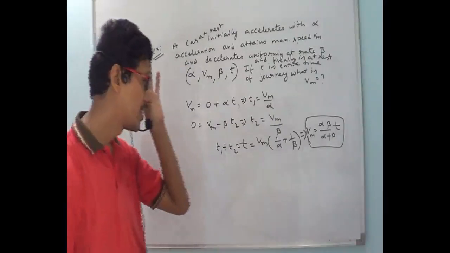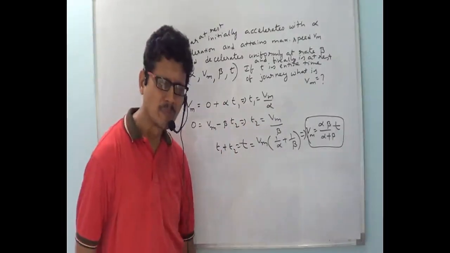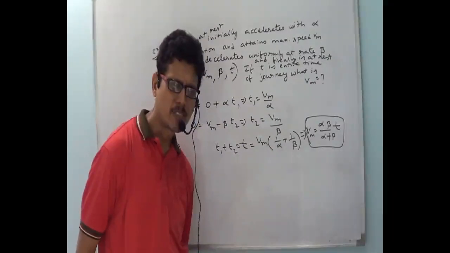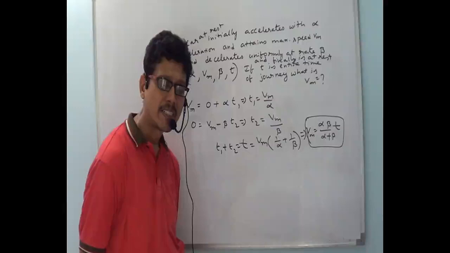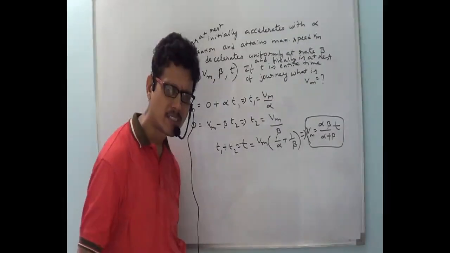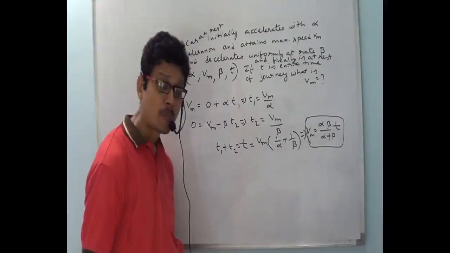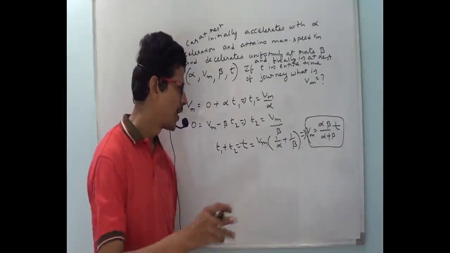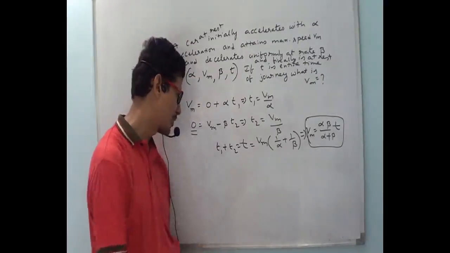First I calculated the initial time. First we accelerated the vehicle up to time t1, then we decelerated. Up to what time we decelerated? Let it be t2, and ultimately the vehicle has come to rest.